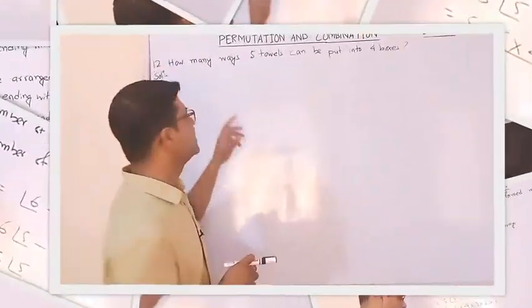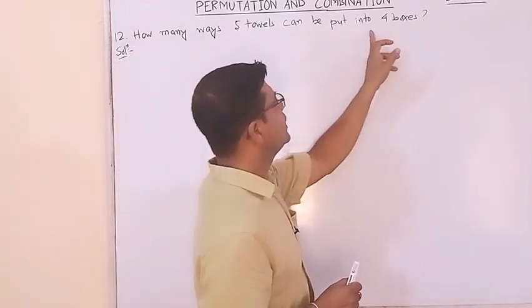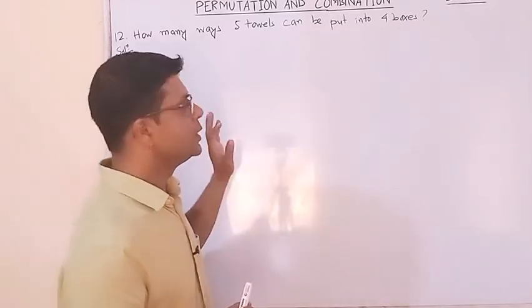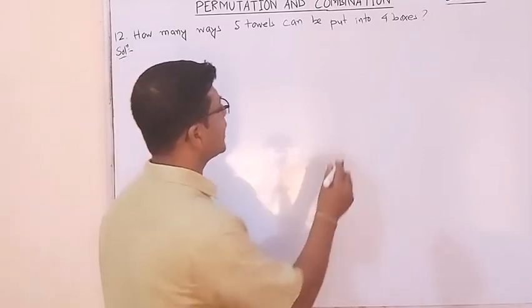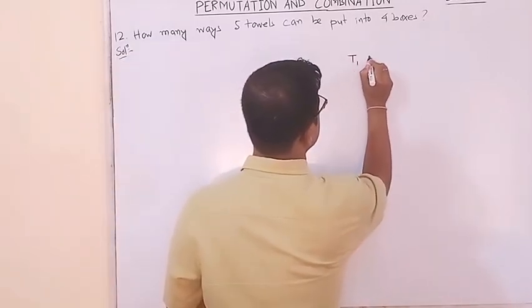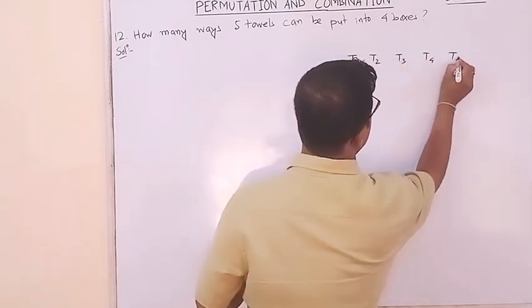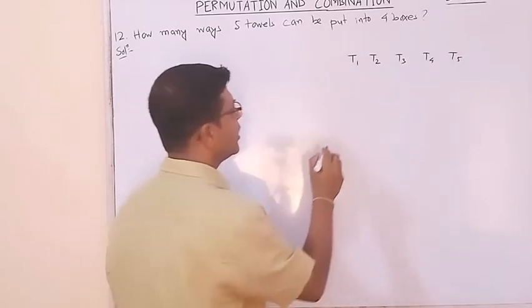Alright. Now let us read question number 12. How many ways can 5 towels be put into 4 boxes? Before solving it, let us explain. There are 5 towels. Okay, let us write T1, T2, T3, T4, T5 like this. There are 5 towels. And how many boxes are there?